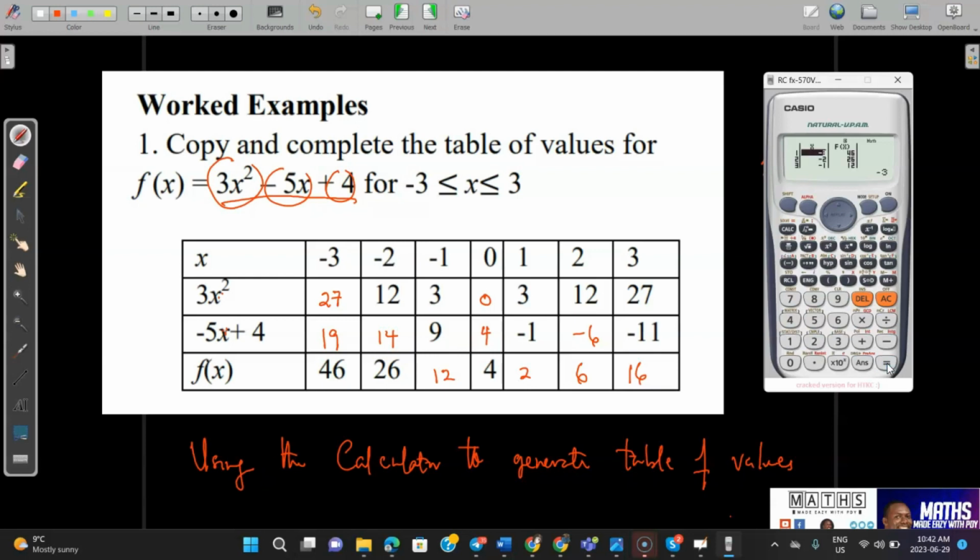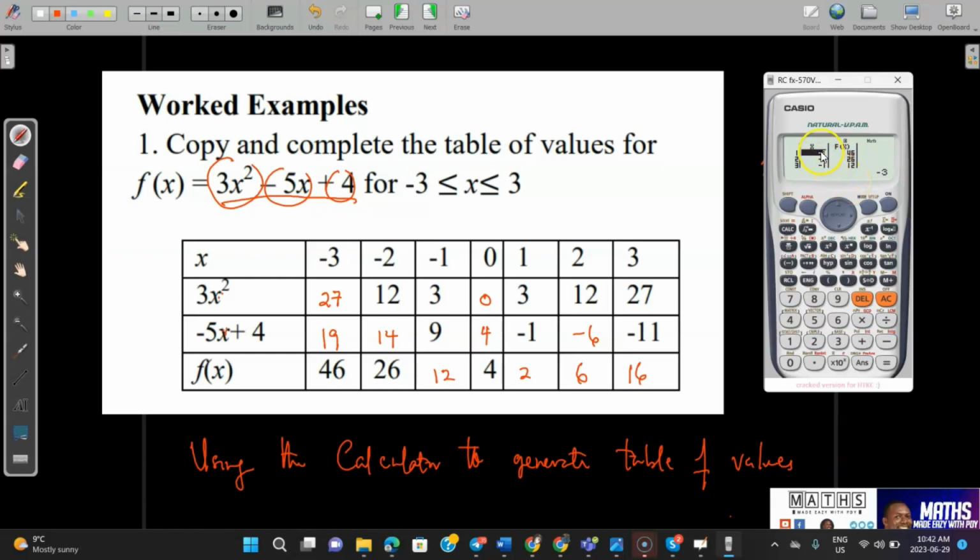So when you press the equal to button, automatically the table will be drawn for you. The table will be drawn for you. It will display 3 columns. The first column is numbering of the items. The second column is the x value. And the third column is the f of x value. Please, can you see it on your calculator like that?